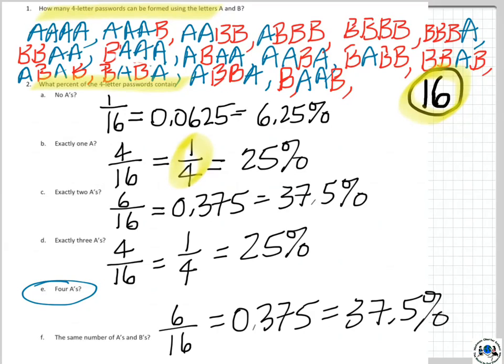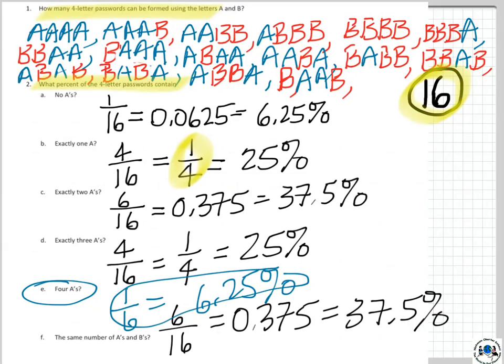The 4 A's was actually 1 out of 16, which is 6.25%, as we've seen a couple times here. Okay, so that's what that one is right there. So you can just pause this and take a look at it, and maybe you already have, and see how you did. Okay, so there we go. Let's move on.